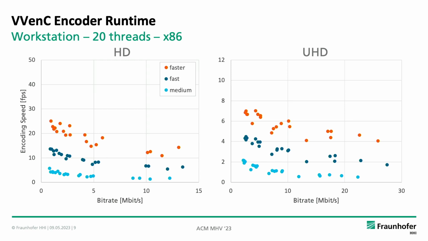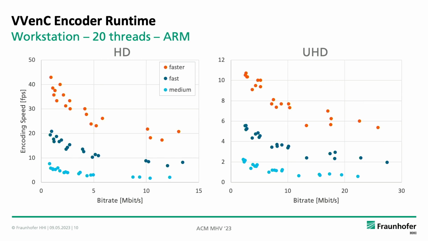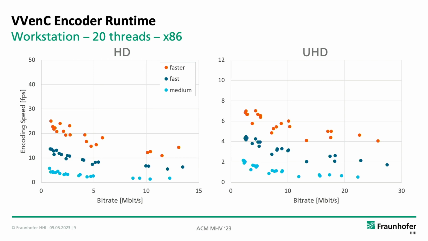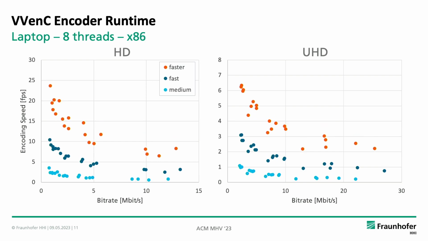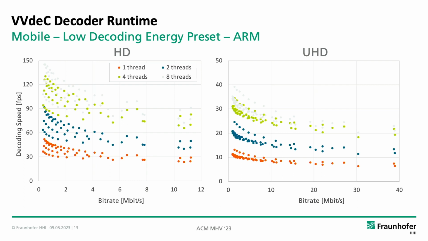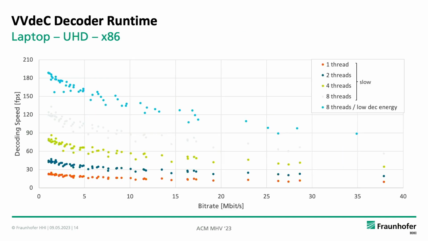Okay, so bottom line, you can look it up in the paper and find all the detailed results here, but these are the frames per second. So frames per second on an x86 workstation and on the ARM workstation, you can see that on the ARM, the FPS number significantly increases. So this is a very powerful system for the VVC encoder here. For the laptop, that difference is not that big, so they are more comparable in performance. There's a low decoding preset on a mobile. You can achieve very high frame rates even on a tablet.